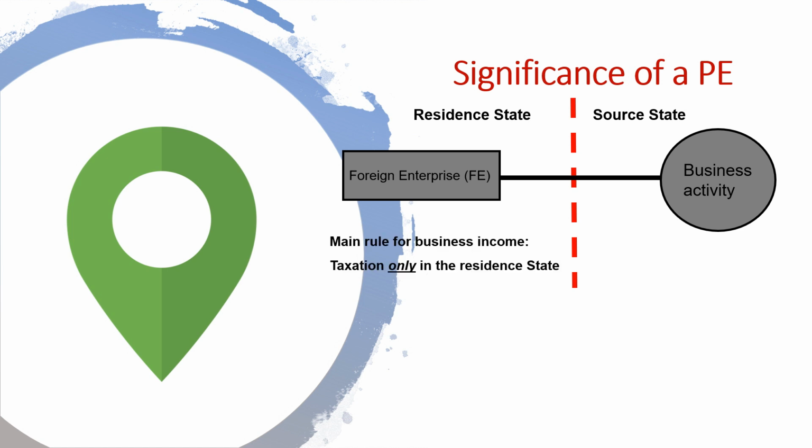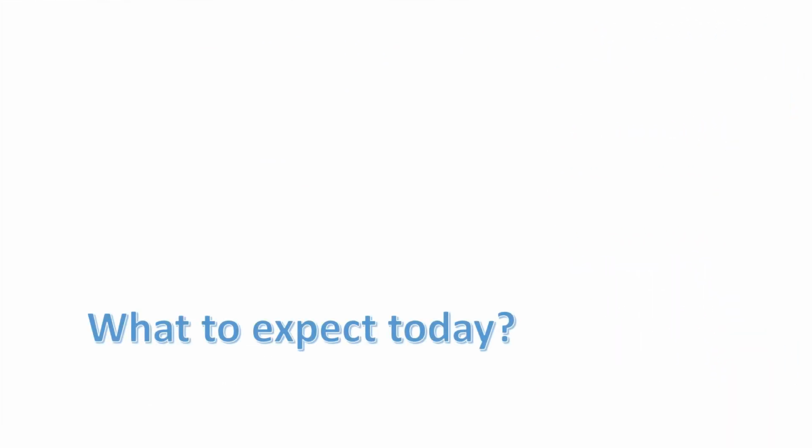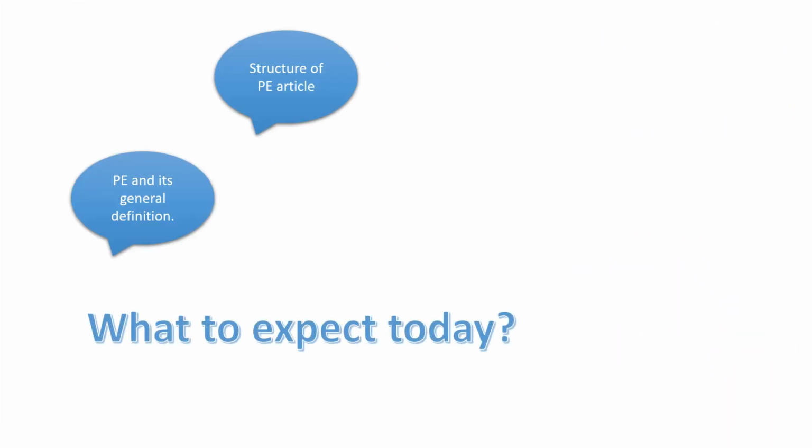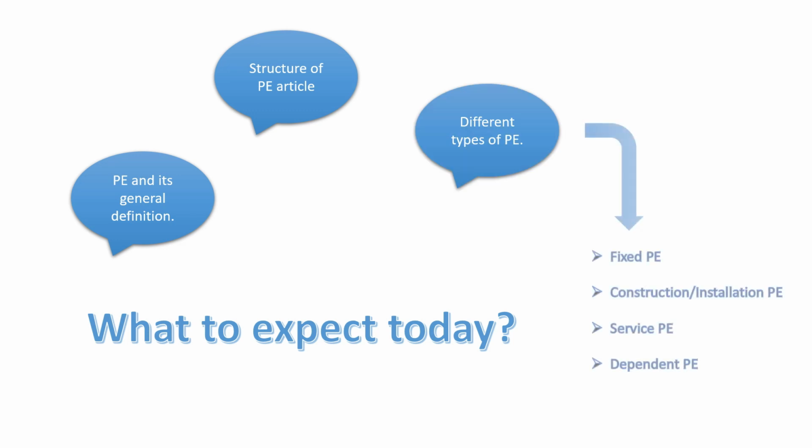Business of a foreign entity shall be taxable only in the resident state unless such foreign enterprise has a PE in the source state and profits are attributable to such PE. In today's video, we will discuss and understand the concept of permanent establishment, various types of PE, and the exclusions from the definition of PE.